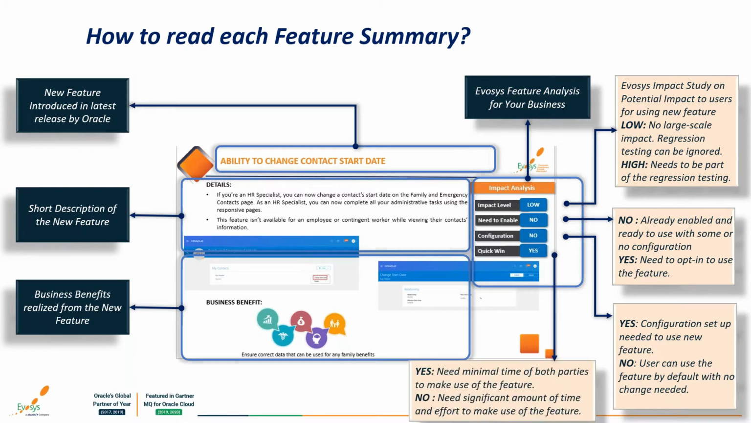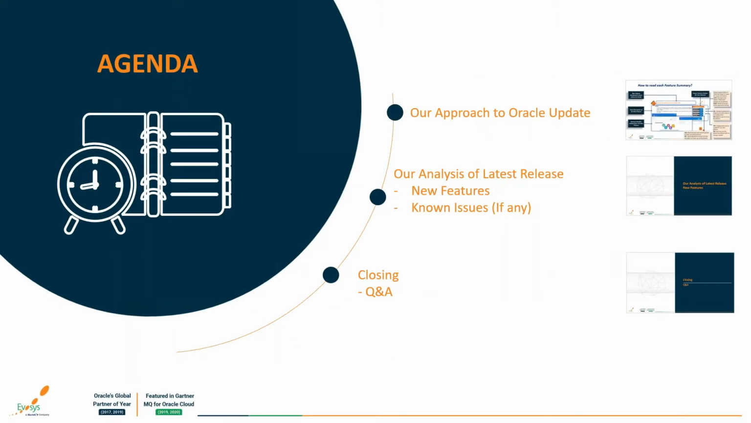And the last one is a quick win. This term we use simply to convey what is ready to use by investing a minimum amount of time, and what requires a significant amount of time and effort to make use of the feature. So Yagni will make sure that you understand in the easiest method.